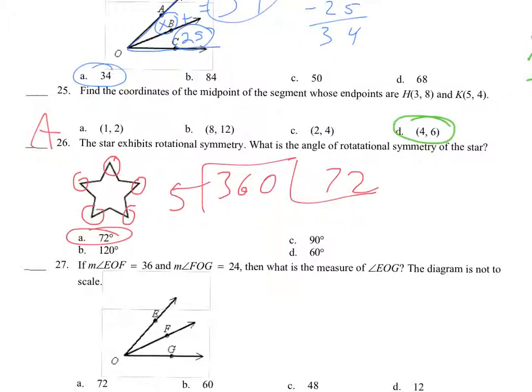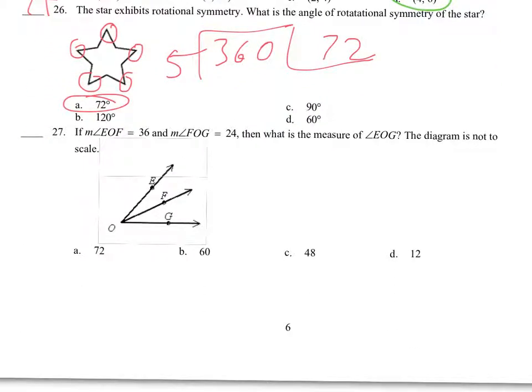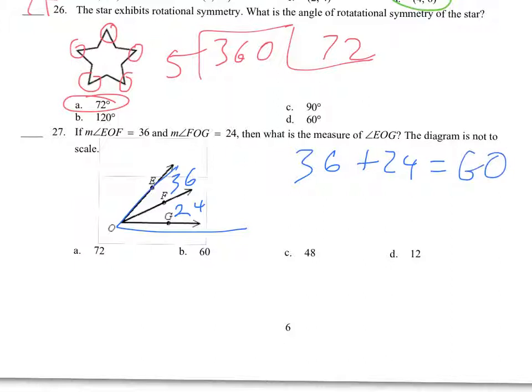All right, 27. The measure of EOF is 36 degrees. The measure of FOG is 24 degrees. What's the measure of EOG, the entire angle? Well, that's as simple as saying 36 plus 24, which would give us 60. My answer would be B.